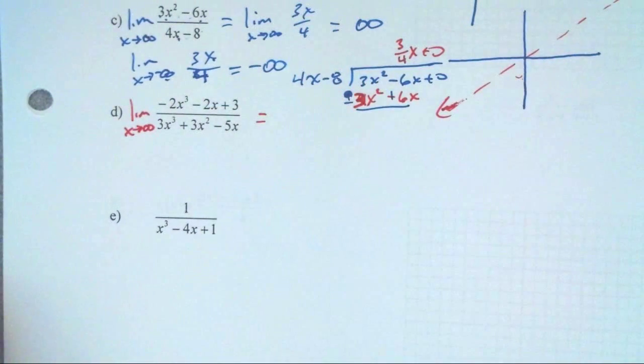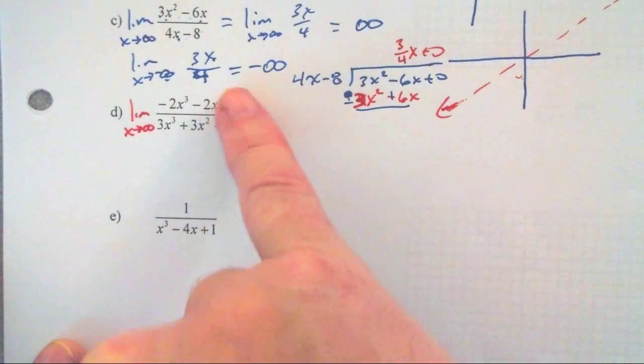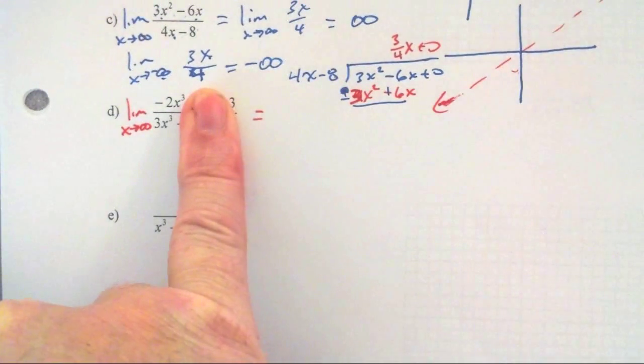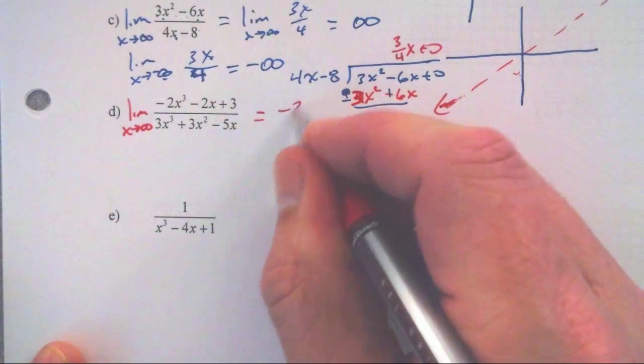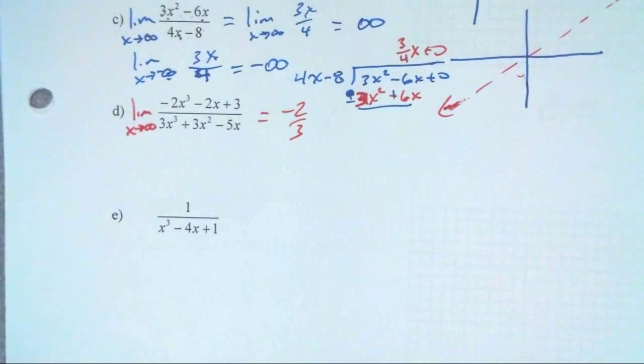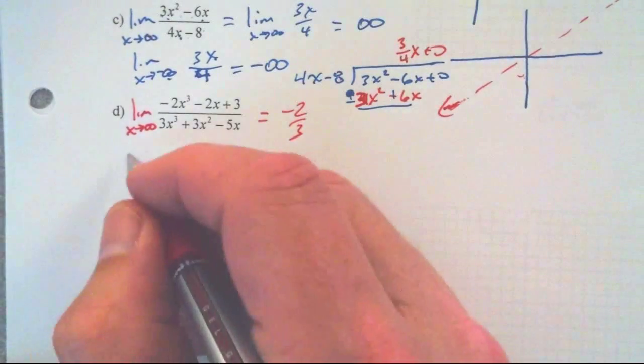Is this jumping out at us? 2x doesn't matter, 3 doesn't matter, 3x squared doesn't matter, 5x doesn't matter. Eventually this is going to look like negative 2x cubed on 3x cubed, or negative 2/3. There's a rule, but I'm just using big X test.